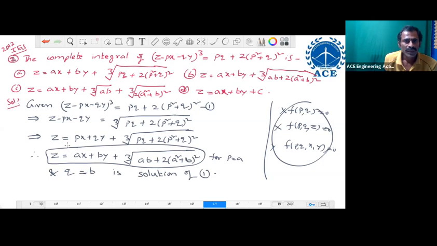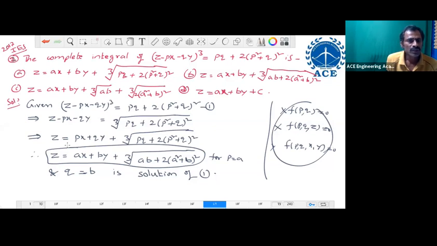We are in the third part of the differential equation. The third part is partial differential equation. In partial differential equation, we have two subtopics. One is classification, the other one is solution. Yesterday we completed the classification. Today we have started the solution. In the solution also, again, we have two subtopics.